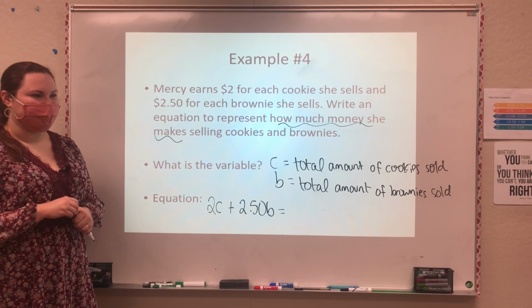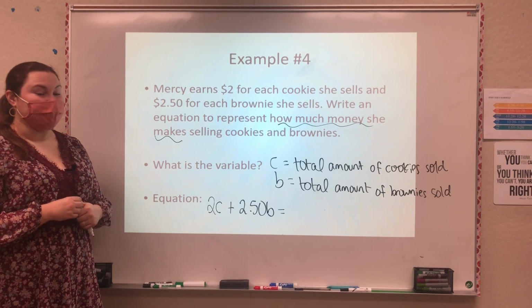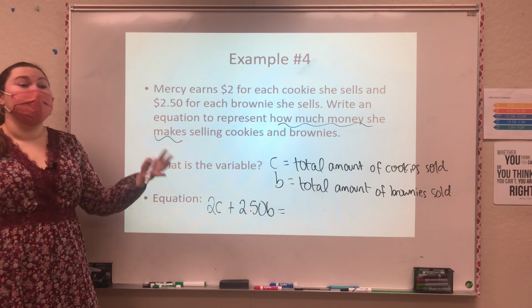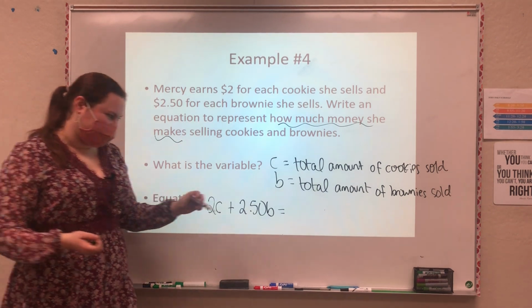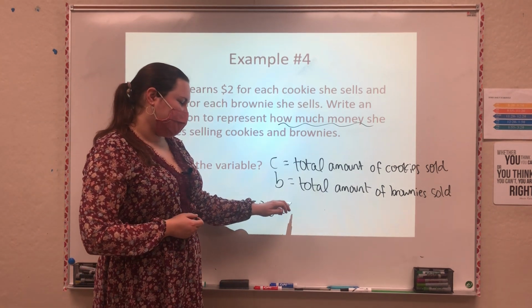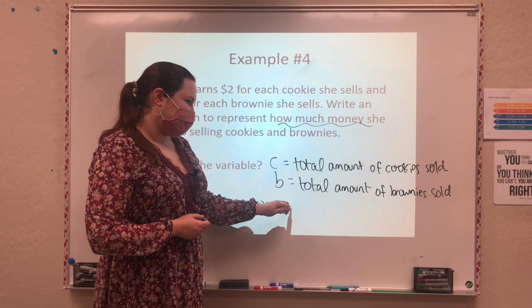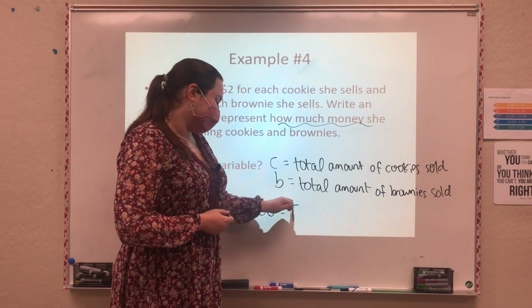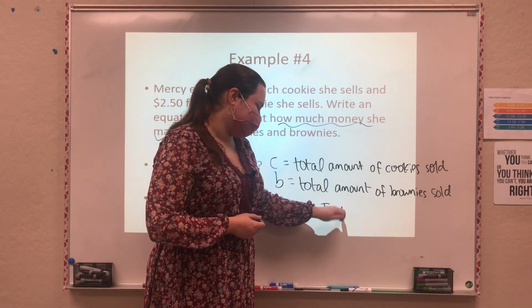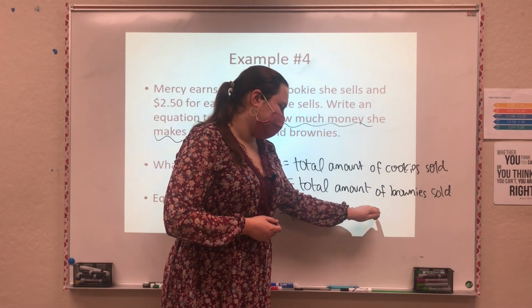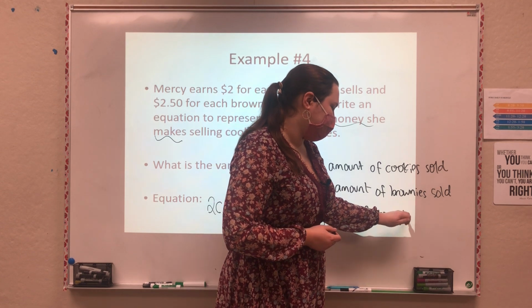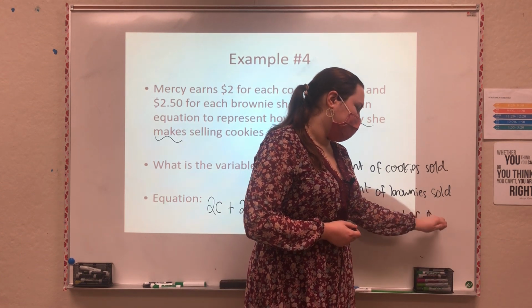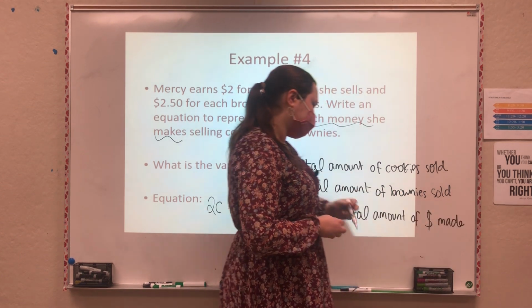Total amount of money she makes on both cookies and brownies. Yeah, just the true total, right? The total amount of money she's making. So we could label that as T, where T is the total amount of money made.